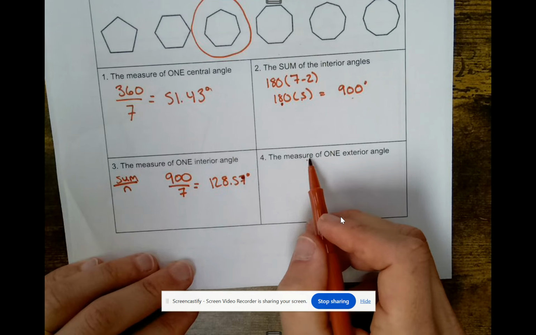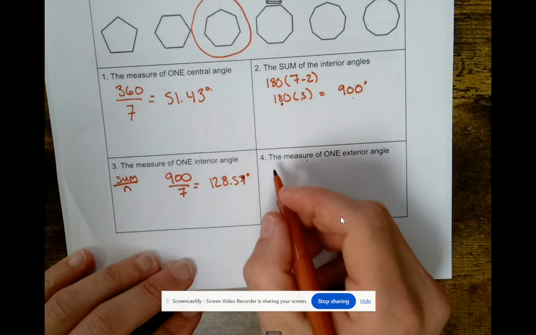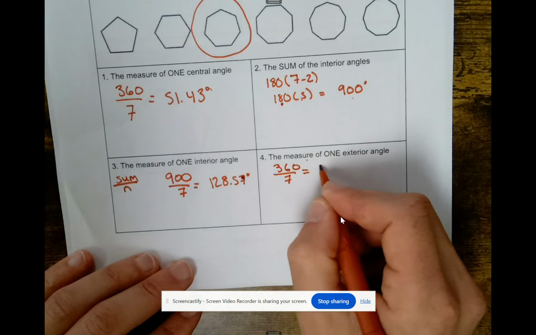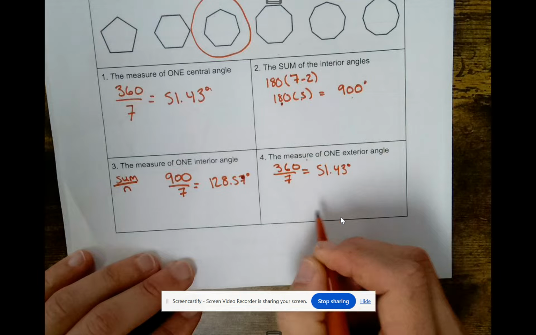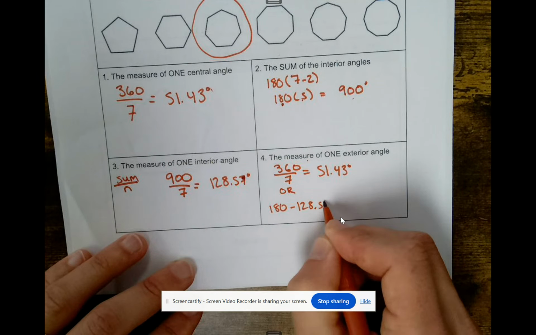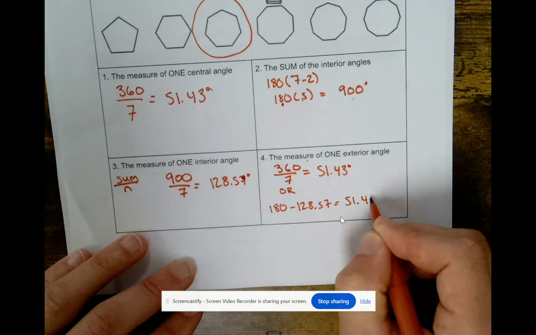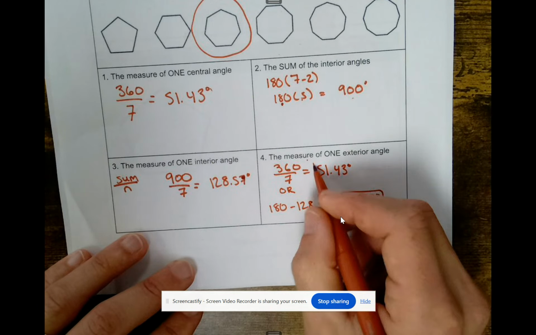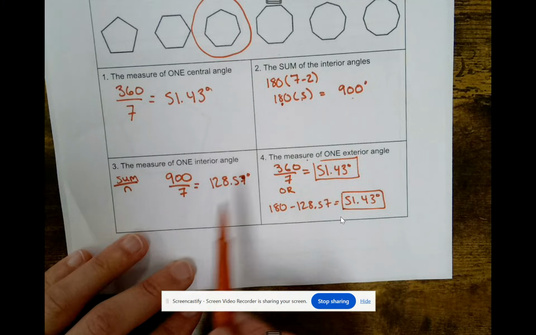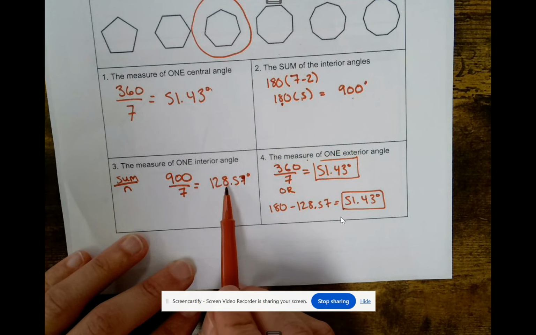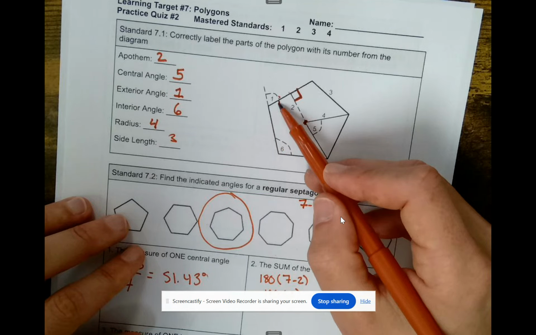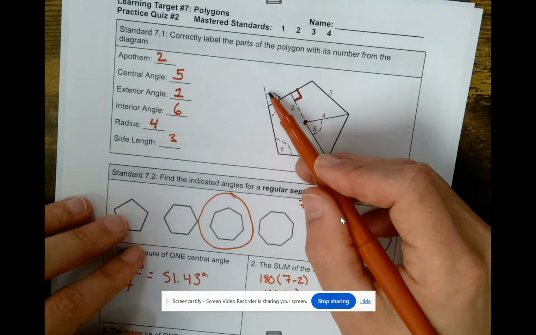The measure of one exterior angle. We can come at this 2 ways. Either 360 divided by the number of sides, which is 51.43 degrees, or 180 minus our interior angle. You get the same answer either way. This is the same as the central angle, or 180 minus the interior angle. Why? If you look back up here, you can see the interior angle, if I were to sketch it in right here, plus the exterior forms a half a circle.